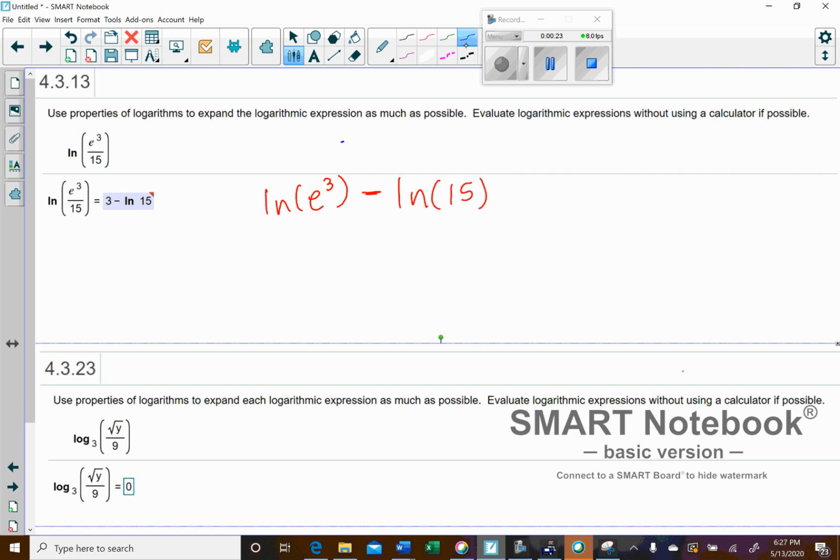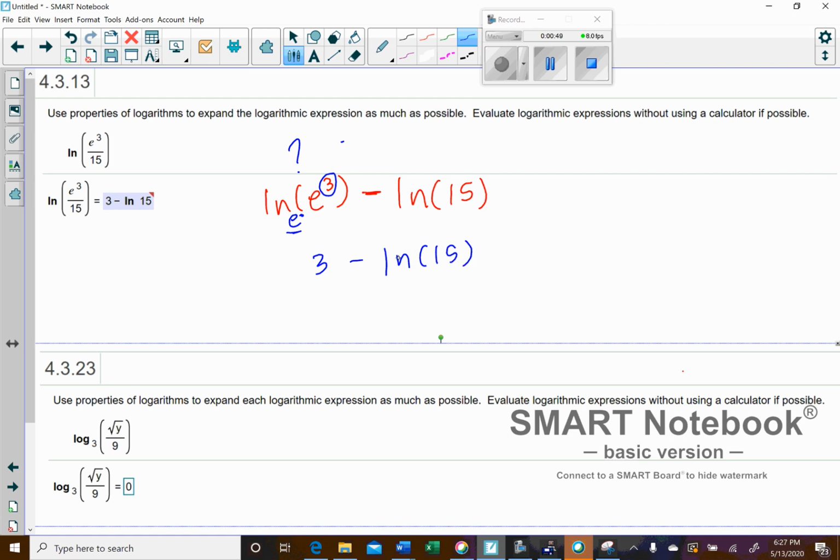Okay, so what they're asking you here, natural log has a base e right here, and so they're asking you this question: e to what power would give you e to the power of 3? Okay, that's what's being asked here. e raised to what power would give me e to the power of 3? So it's just this power right here. So that simplifies to a 3. Then minus the natural log of 15.